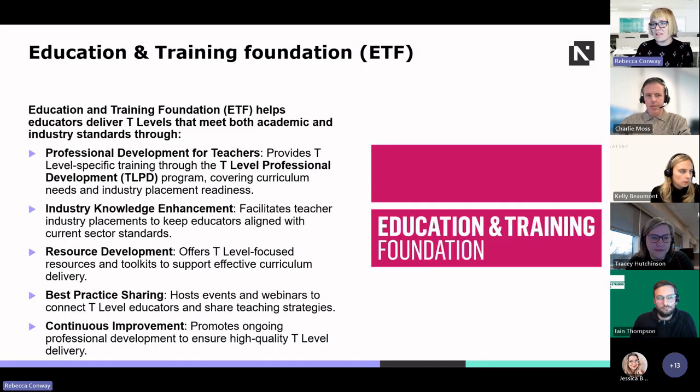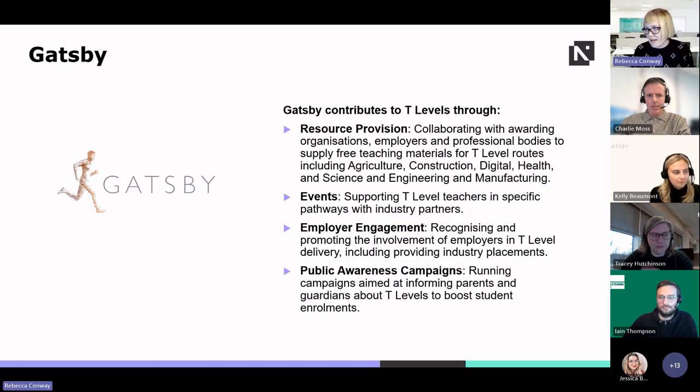ETF, there's an overview here of what ETF do. They help educators deliver T-levels, focusing on academic and industry standards with these types of resources. I'm not going to go through this in any depth because we'll be sharing the slides and also the video with you afterwards. And finally, we have Gatsby. Gatsby also provide resources, events, employer engagement, and public awareness campaigns.